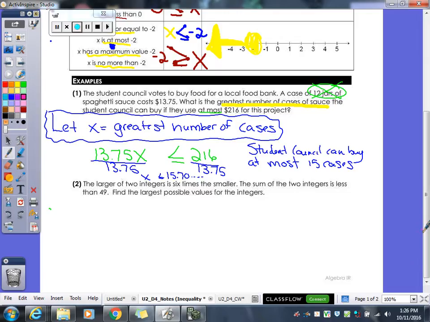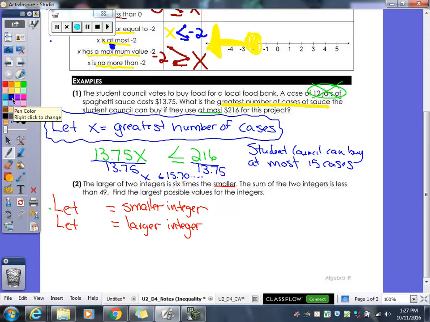This next one was the one like in your quiz today. We have two integers. So we're going to have two let statements. Let x equal the smaller integer, because that's the last thing I said, the smaller. And I'm going to have another let statement that is going to be the larger integer. Since the smaller is the last thing I'm going to say, x is going to be my smaller. The larger is 6 times that, so that's going to be 6x.